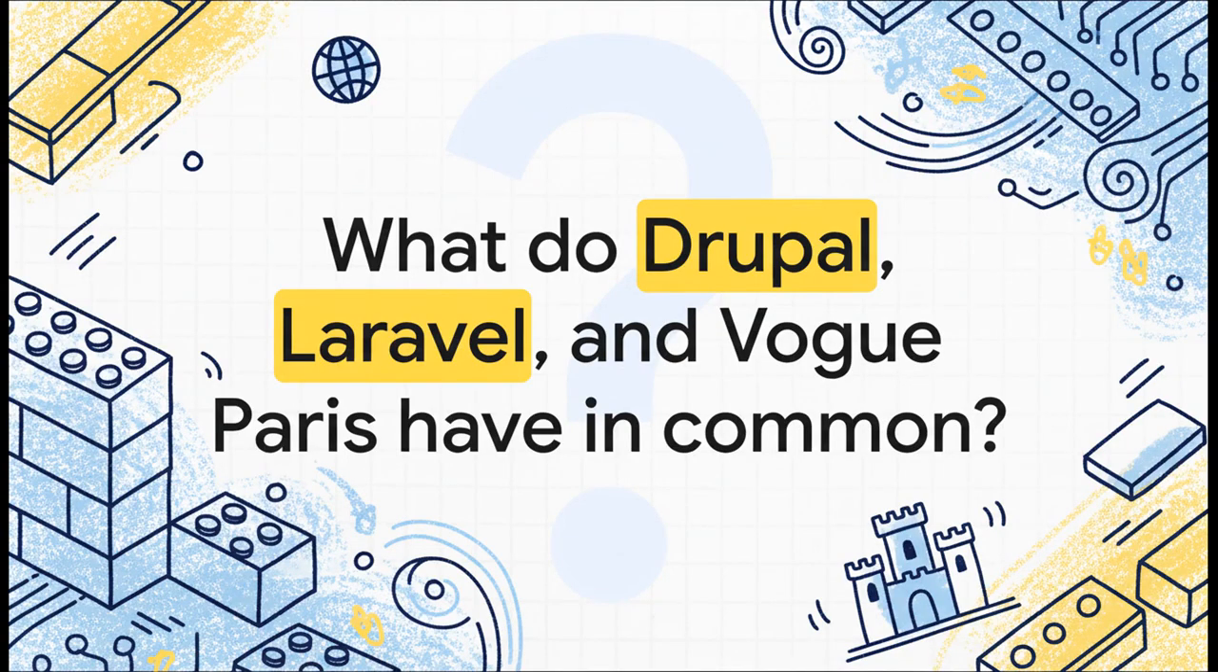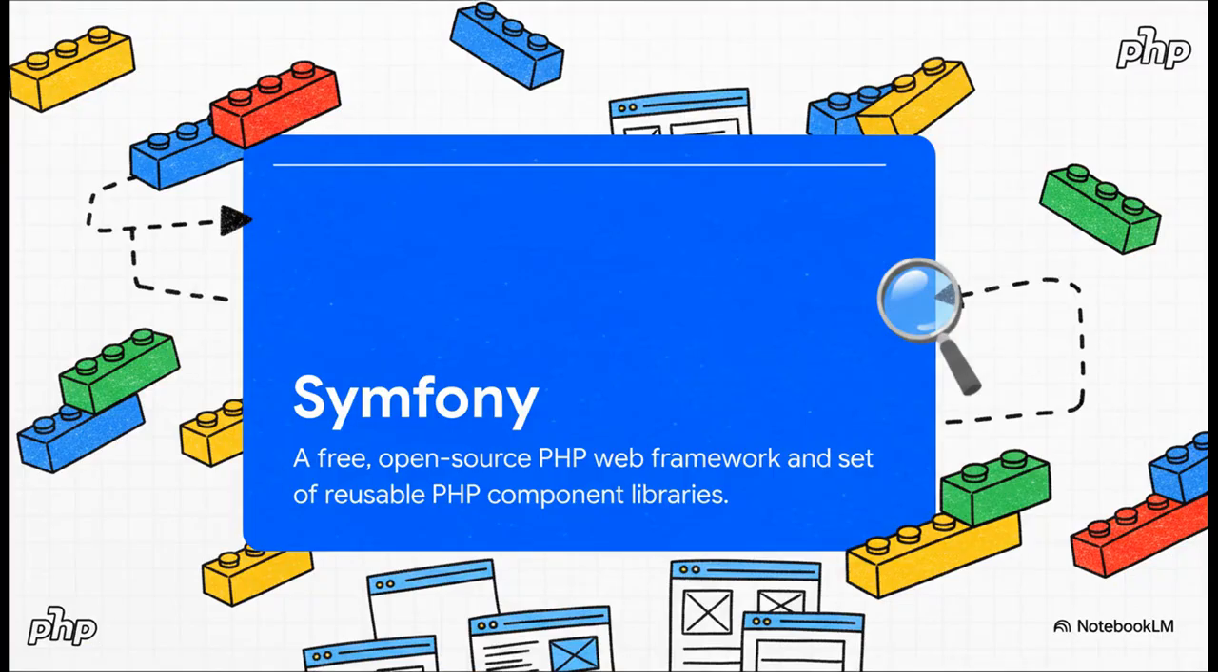So, let me start with a question for you. What on earth could a massive content management system like Drupal, another super popular framework like Laravel, and a high-fashion powerhouse like Vogue Paris possibly have in common? I mean, they seem like they're from completely different worlds, right? Well, they all share the same digital backbone. And that backbone is Symfony.